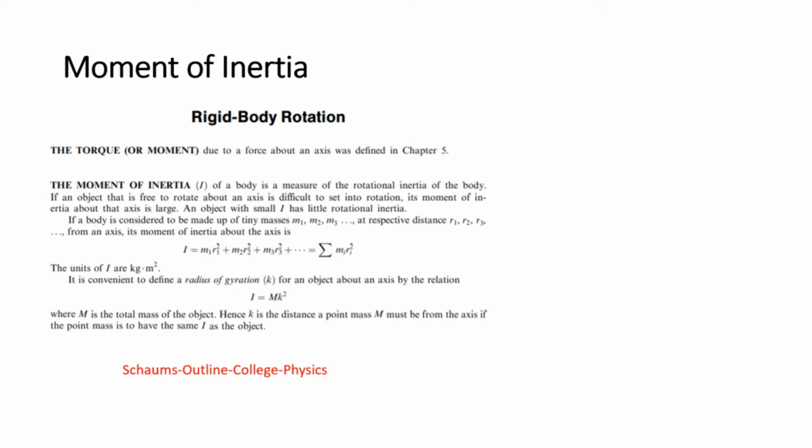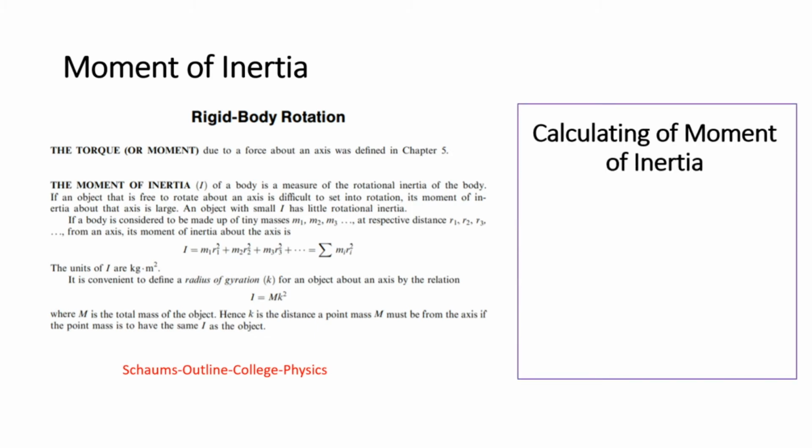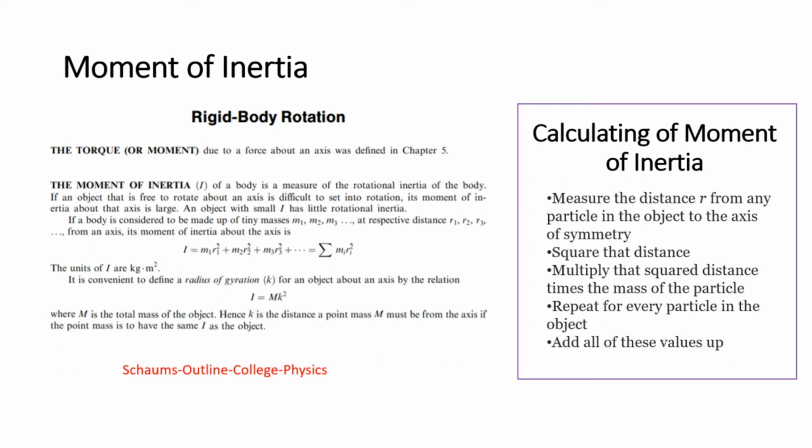So, paano po siya kinocompute, kinakalculate sa ating physics? So, syempre, i-measure daw natin yung distance r from any particle in the object to the axis of symmetry, and then i-square natin yung distance niya and i-multiply natin yung squared distance din sa kanyang mass particle until ma-repeat natin yung every particle and i-add natin yung mga values niya.